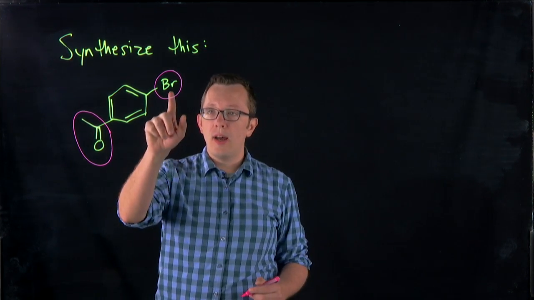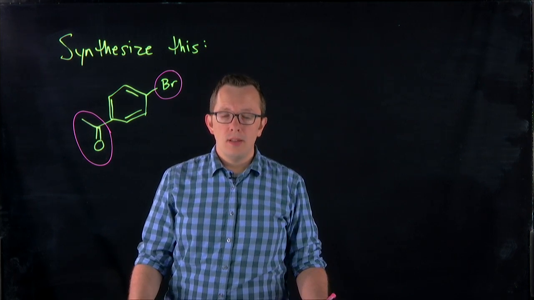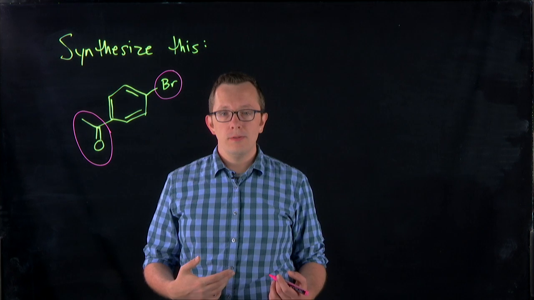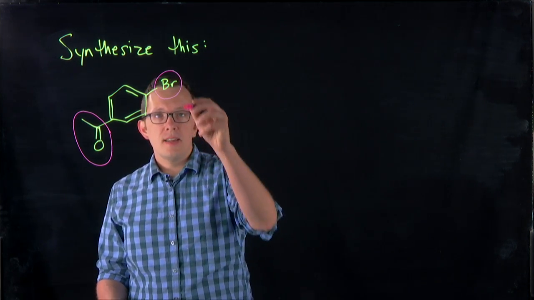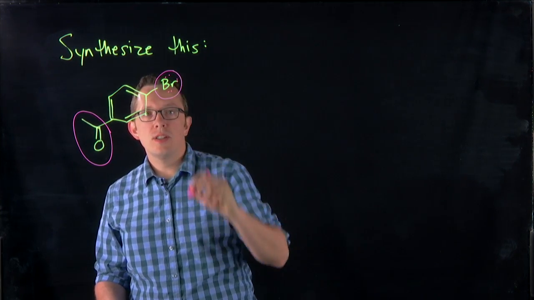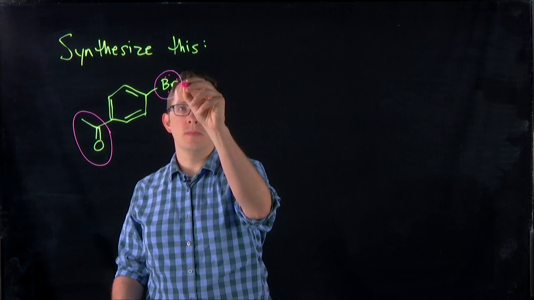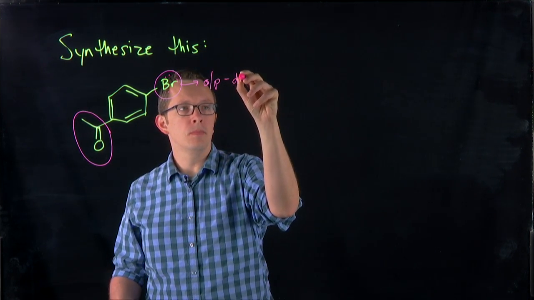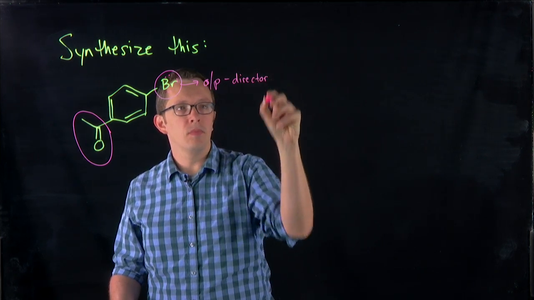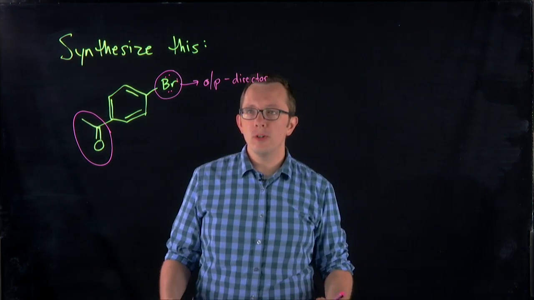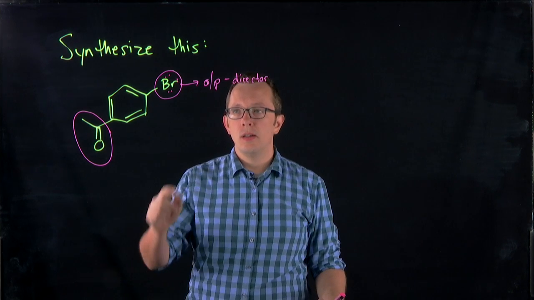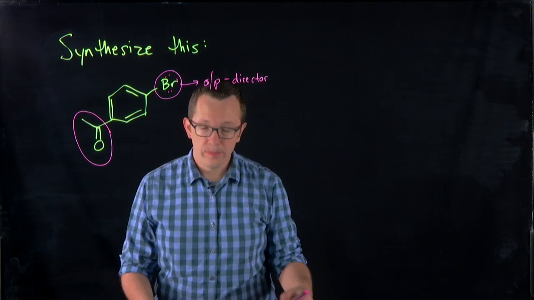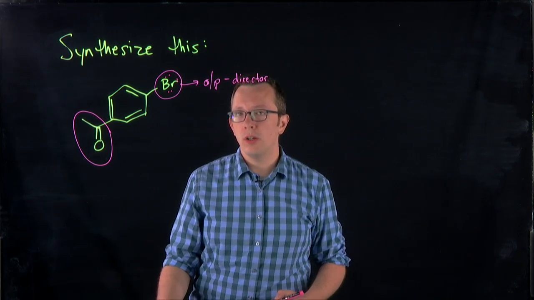So here we have bromine, and bromine is a deactivating group because it's electronegative. However, because it has all these lone pairs, it is an ortho-para director. Okay, so if we add it first, it's going to add functionality to either an ortho or a para position first. Okay, we have our ketone here.